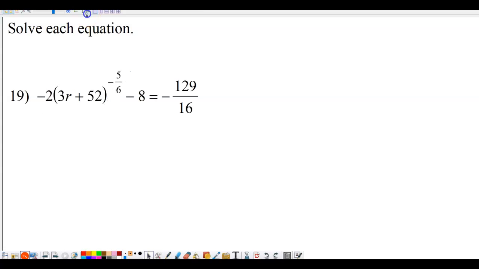All right? Let's go ahead and take a look at number 19. Number 19 is just a combination of a variety of situations there. So first thing I'm going to do is I'm going to add 8 on both sides. I want to get rid of the outside numbers first.